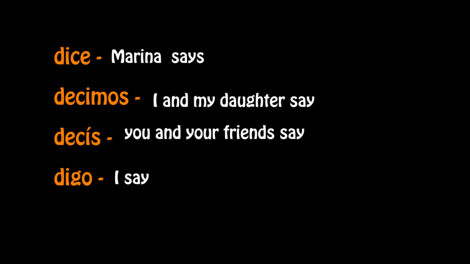Now that you know the different forms of the verb decir, let's see if you can use the right form of the verb decir to fill in the blanks. Don't worry, I will provide you with the correct answer. Also, try to translate the sentence into English. Don't worry if you get it wrong. I will provide you with the correct answer.